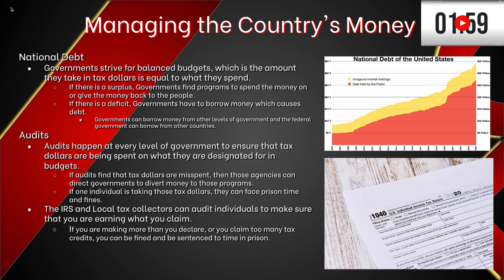So the moral of this story is, don't lie on your tax records, because if they find out, it can be a serious piece of business. And that's where we'll stop.